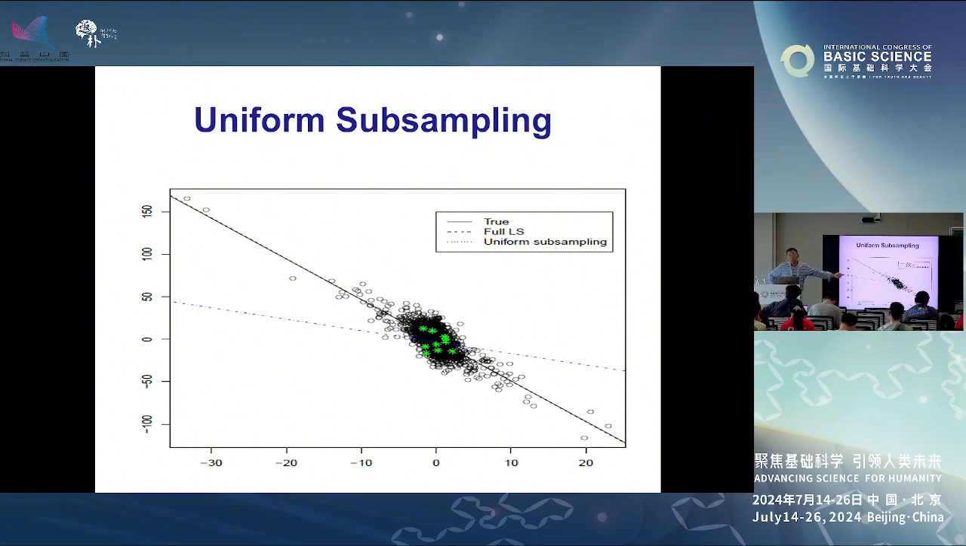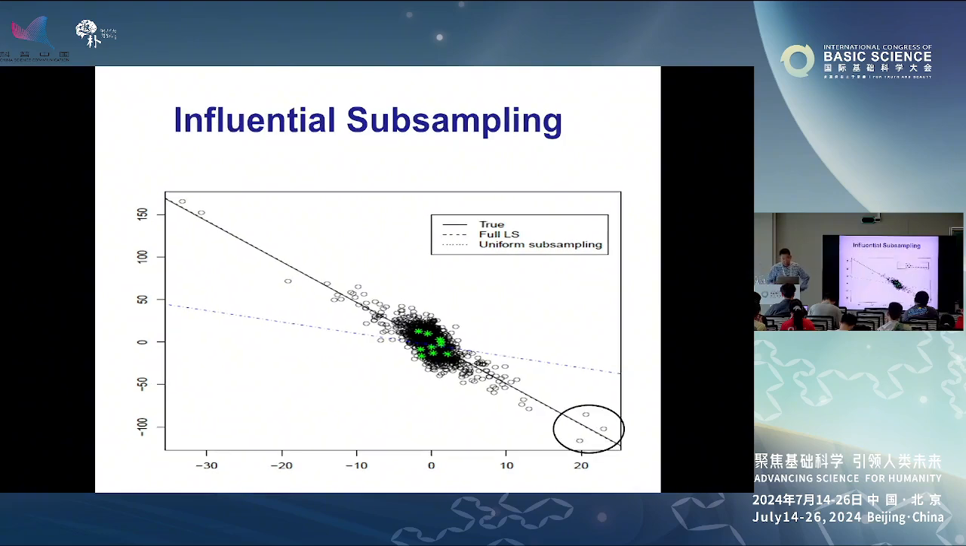You can see it substantially deviates from the regression line I generated the data from, and also from the least squares line that I got using the full data. So essentially this says if you use uniform subsampling, you may not get a good subsample. And then we ask the question: why doesn't uniform subsampling work?